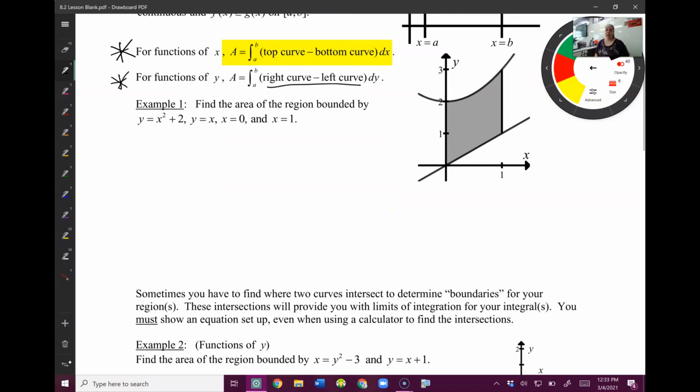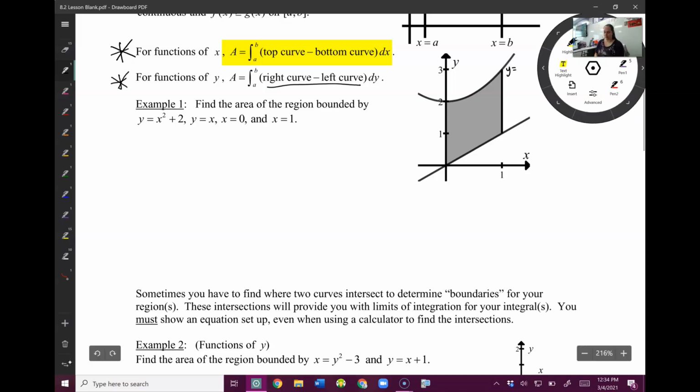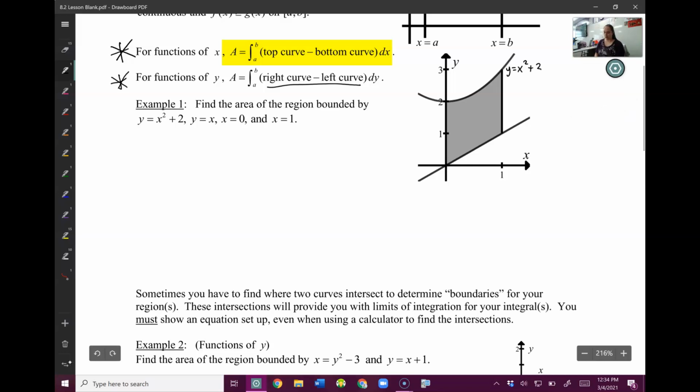So, let's start with example number 1. We want to find the area of the region bounded by this curve up here, y equals x squared plus 2. This line down here, y equals x. And then I have x equals 0, this line, and x equals 1, this line. And I want to find the area of this space.